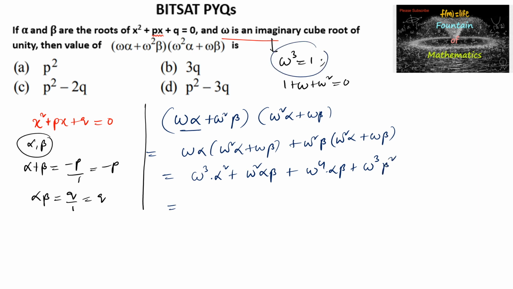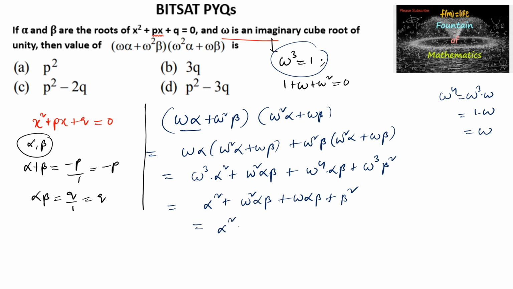Since omega cube is 1, omega power 4 we can write as omega cube into omega, that is 1 into omega, which is omega. So omega power 4 I can write as omega, and omega cube is 1. So 1 into alpha square, and here omega square alpha beta, and omega power 4 is omega alpha beta, and omega cube is 1.